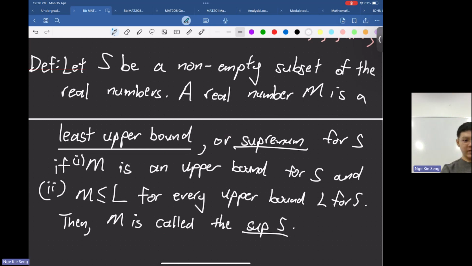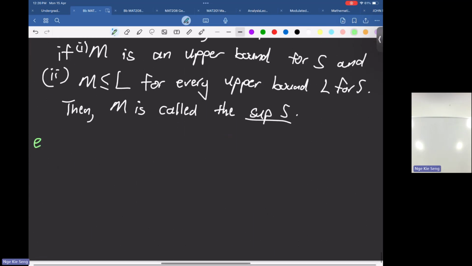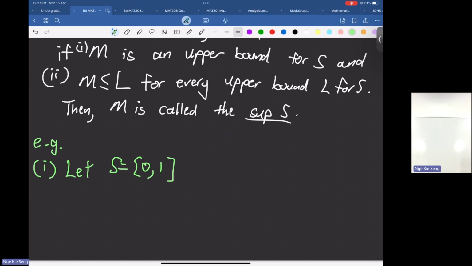Okay, so let's give an example here. Let our set S be the closed interval from 0 to 1. And we want to prove that 1 is the least upper bound for S, or 1 is the supremum of S. So how to prove this?